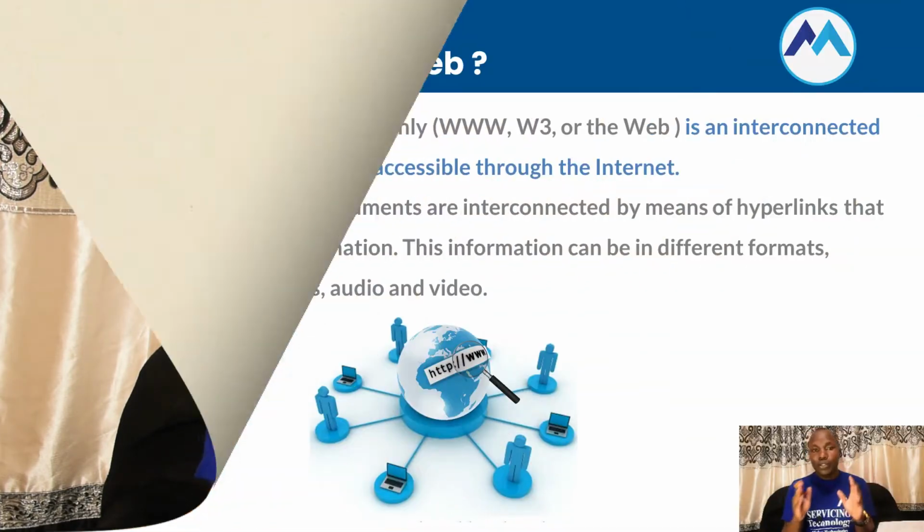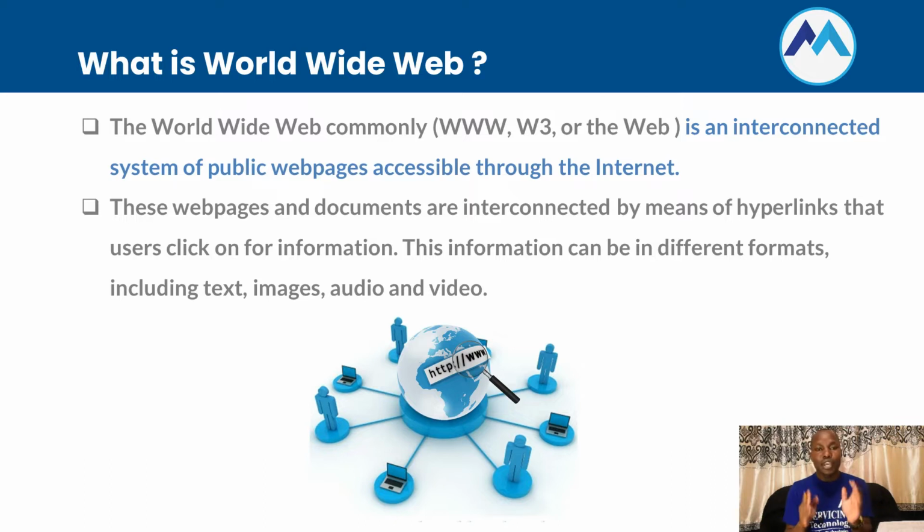Today, we are looking at the World Wide Web. The World Wide Web, commonly referred to as WWW or just the web, is an interconnected system of public web pages accessed through the internet. These web pages and documents are interconnected by means of hyperlinks that users click on for information. This information can be in different formats, which include text, images, audio, and video.